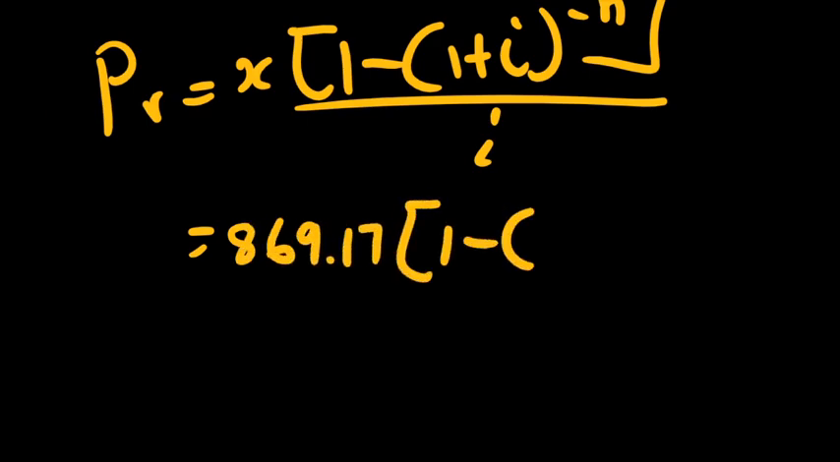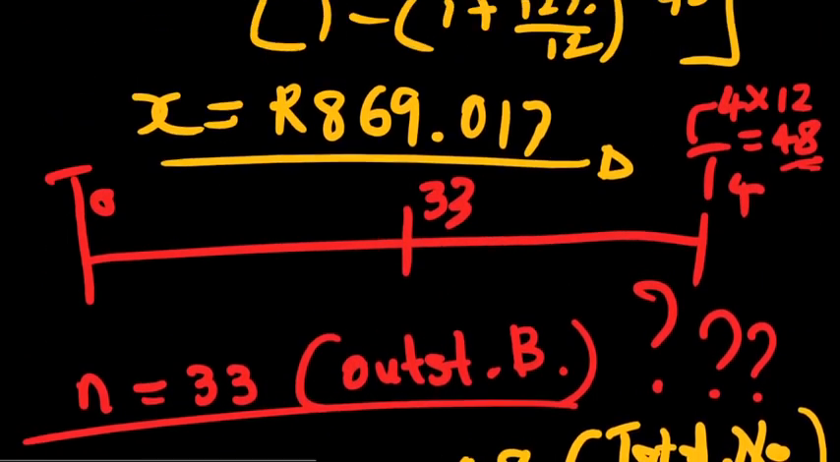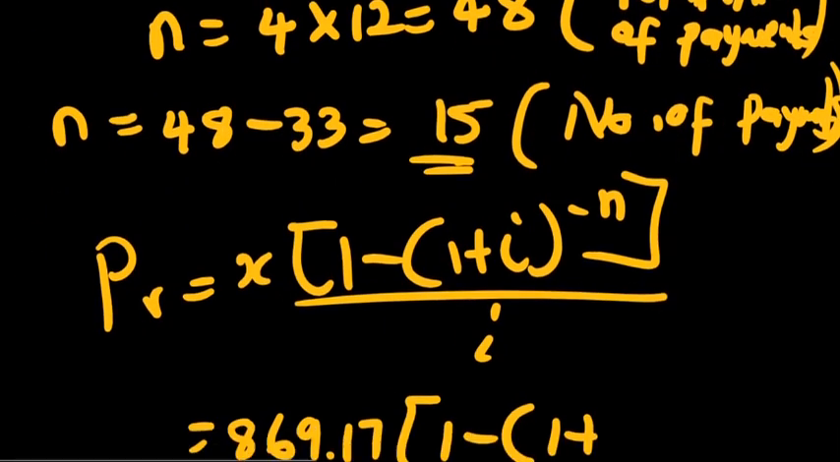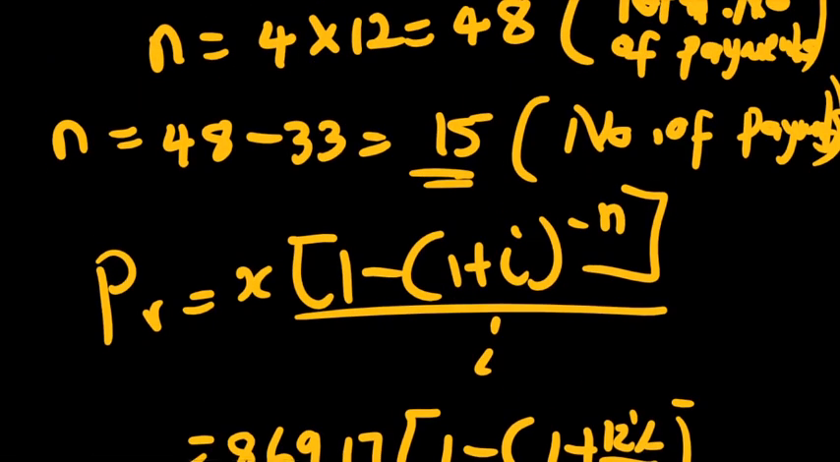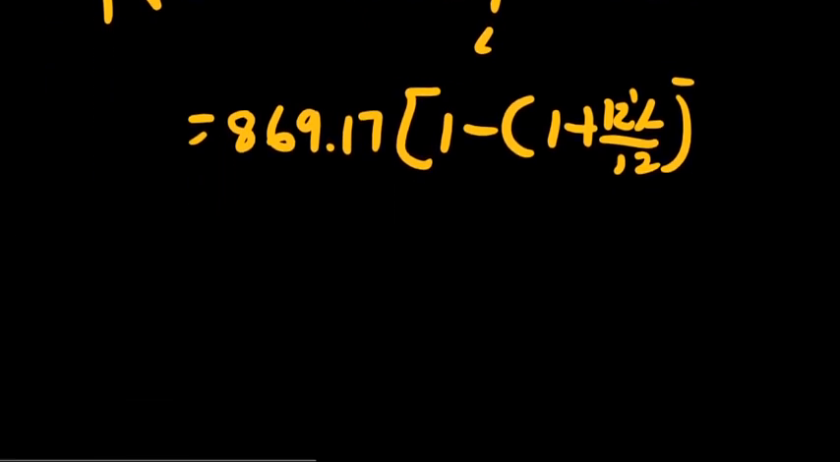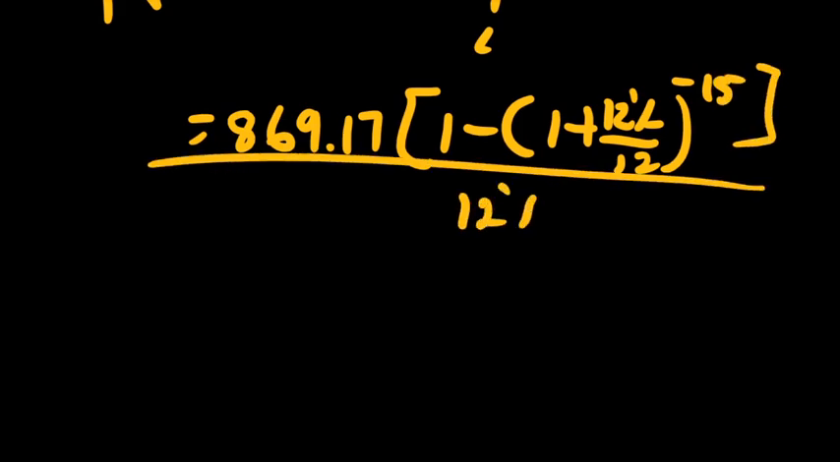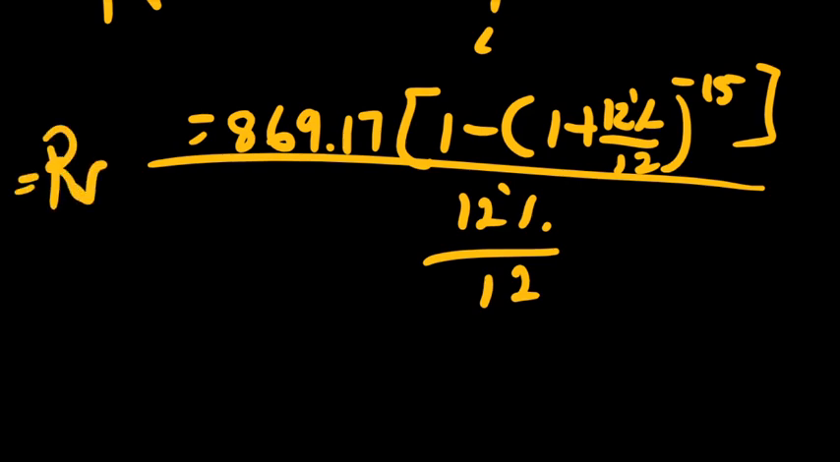And then 1 minus (1 plus the interest rate). What's the interest rate? I can't remember. It's 12% per annum compounded monthly, so it's 12% over 12 to the power of minus, remember the number of payments that we just calculated, it's 15, right? For us to be able to identify the outstanding balance, so 15 like this, and then 12% over 12. So what is your PV, which is equal to your outstanding balance?